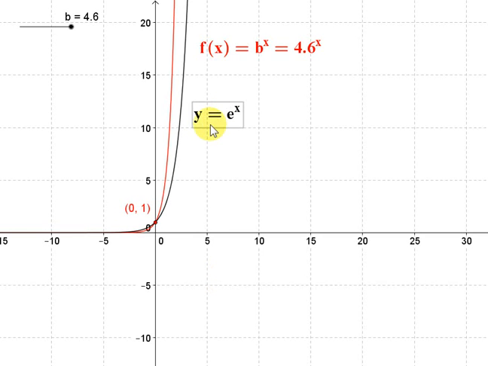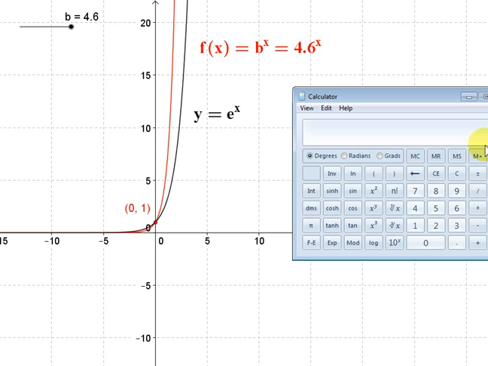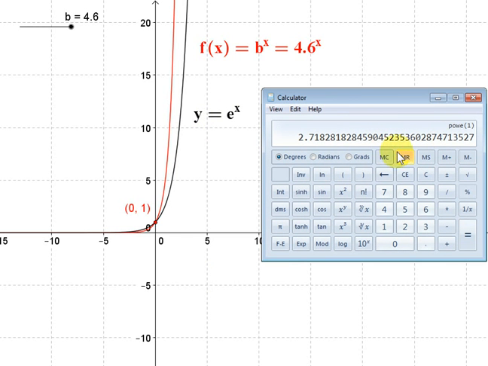The black graph is the graph of y equals e to the power of x. To see what the number e is, you can go to your calculator, of course, and just press this button here, and here it is. There's no pattern to it, and this decimal doesn't terminate. So to one decimal place, e is 2.7.